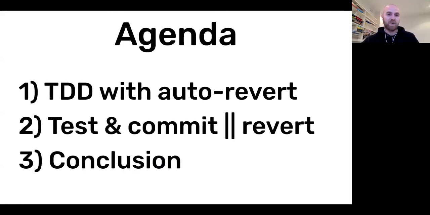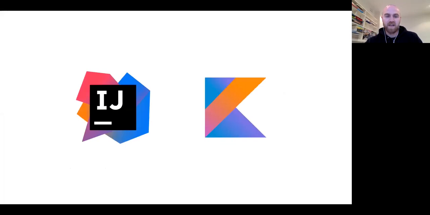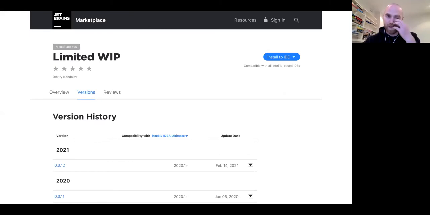I'll show it by applying these ideas of adding constraints in a couple of demos: TDD with auto-revert, which will revert all the code every 1 minute, and then the test-and-commit-or-revert workflow, which is a different workflow that I'll explain later. I'll use IntelliJ IDEA for the demos in Kotlin, and I'll use a plugin called Limited Work in Progress. I wrote it, but the plugin itself is not the point of the presentation. It's more about ideas, how things work.